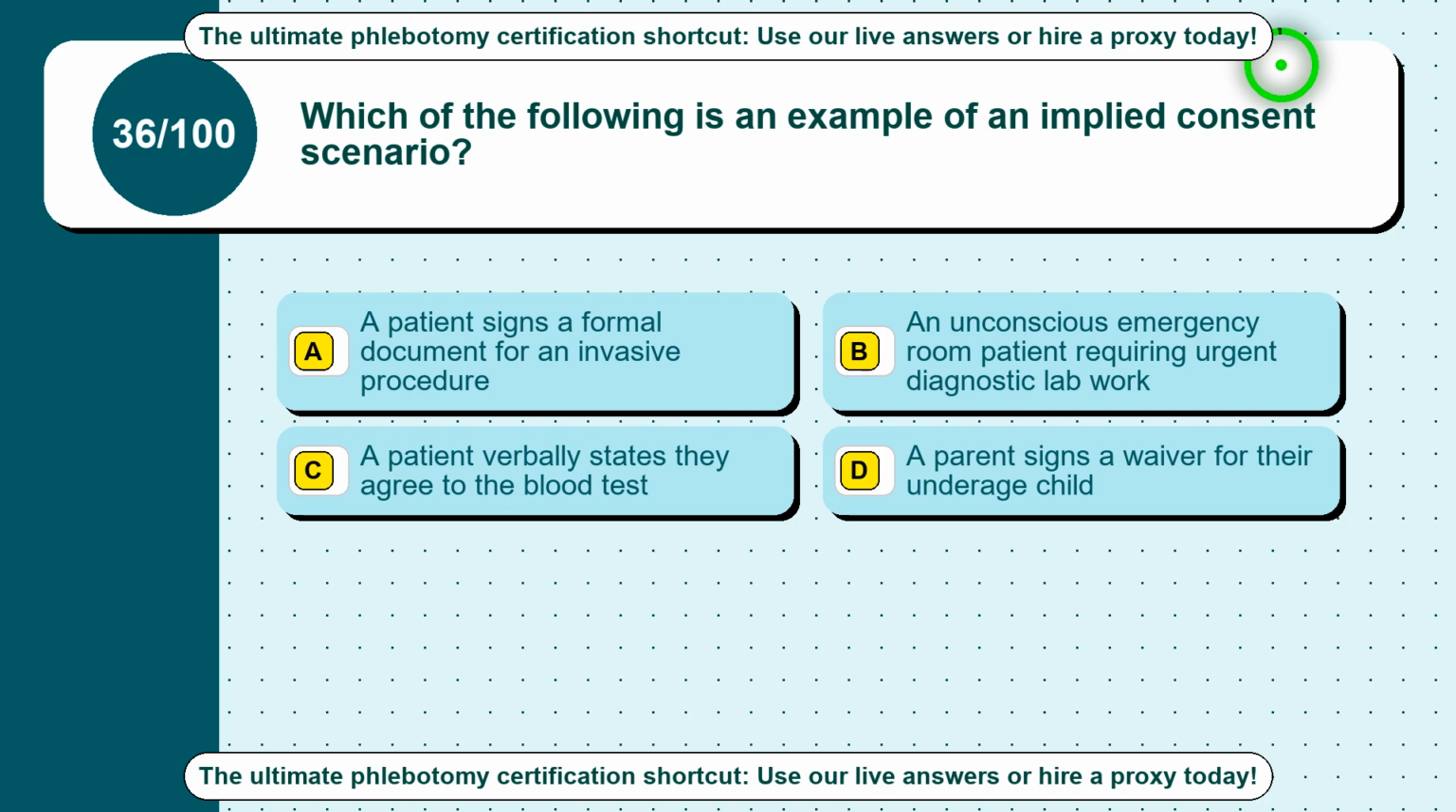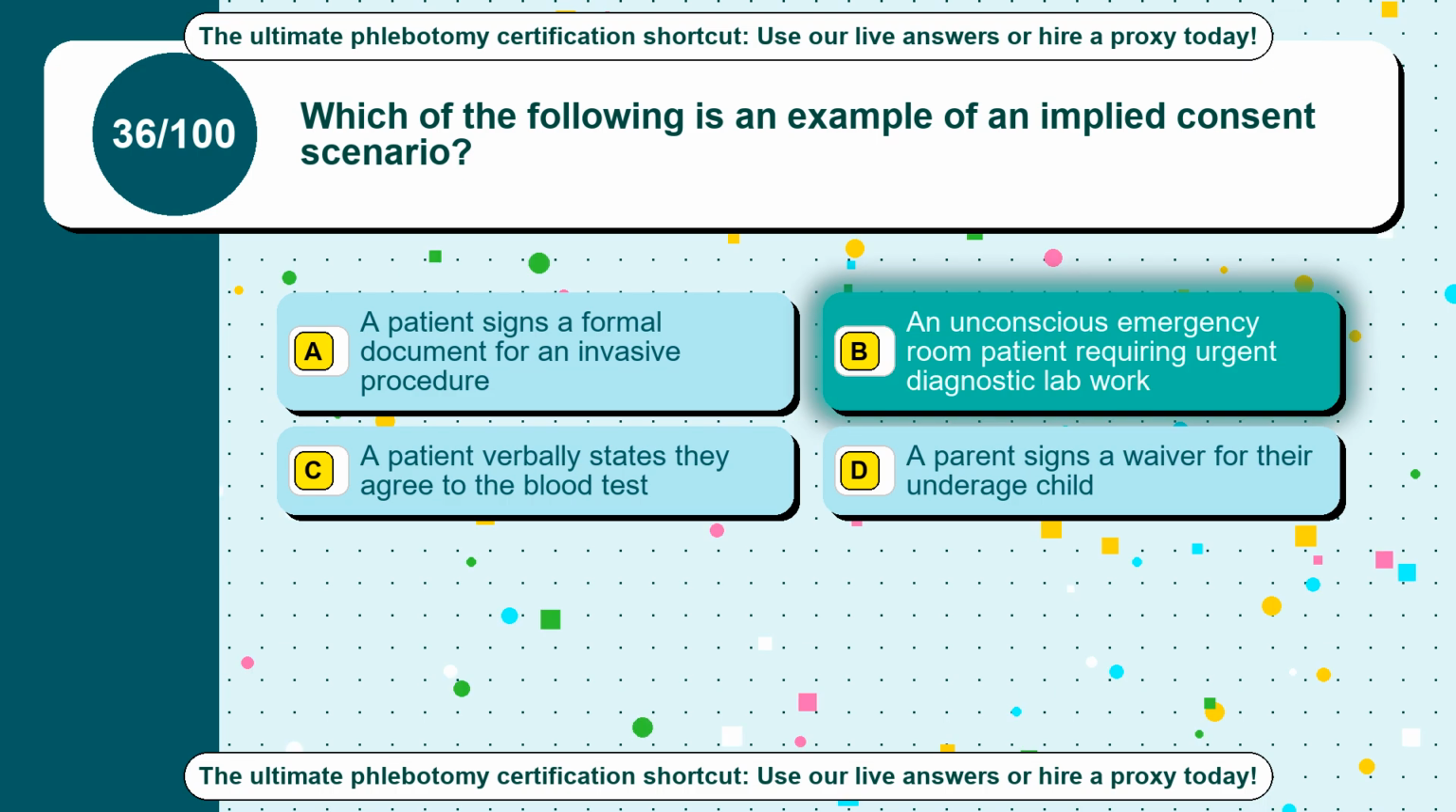Question 36. Which of the following is an example of an implied consent scenario? Option A. A patient signs a formal document for an invasive procedure. Option B. An unconscious emergency room patient requiring urgent diagnostic lab work. Option C. A patient verbally states they agree to the blood test. Option D. A parent signs a waiver for their underage child.